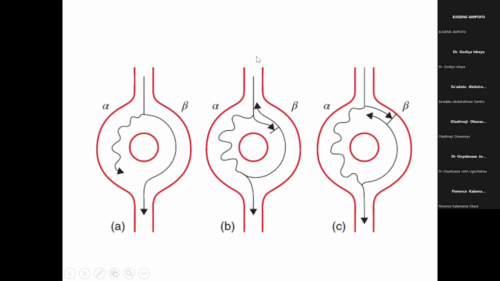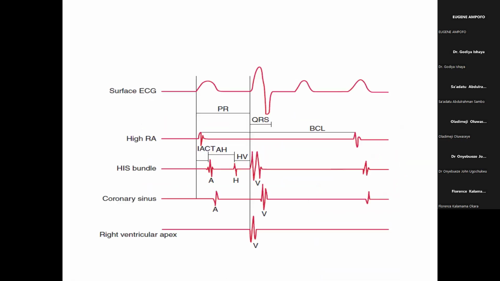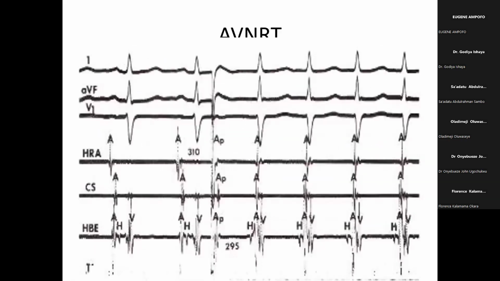Wow! And you just have a concurrent depolarization of the atrium and ventricle at the same time. So that would be a short RP interval. True or false? True. So if you got that, then that comes to this.